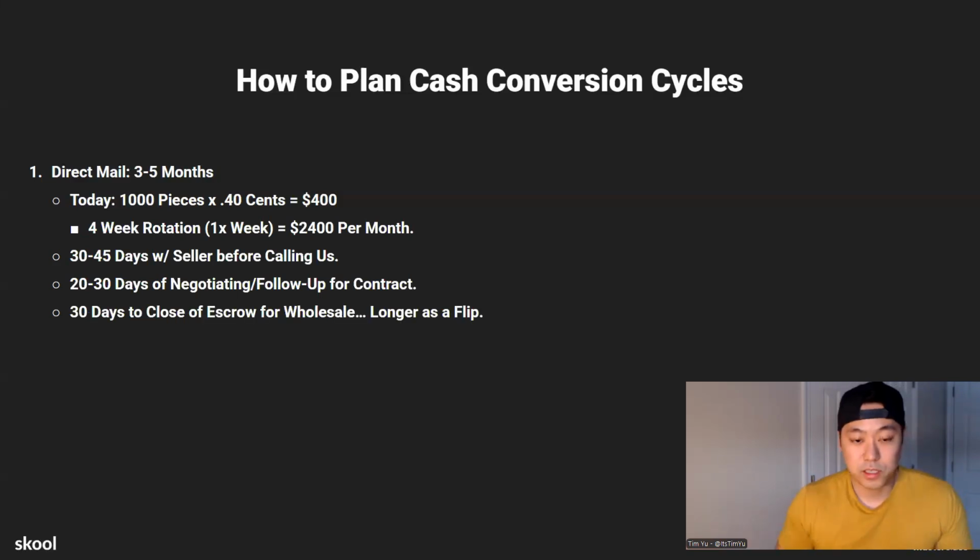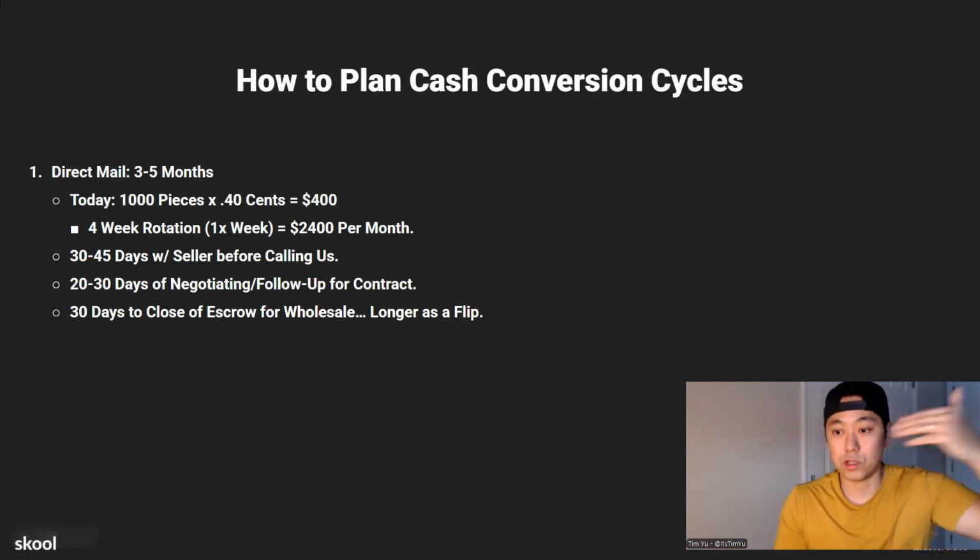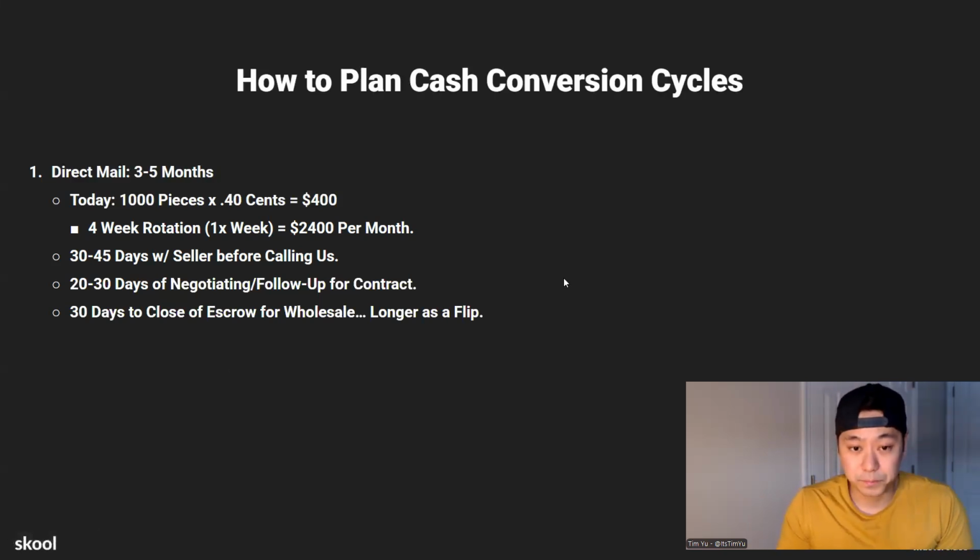Once the deal's under contract, we gotta sell it, right? So we gotta dispo it. If it's a wholesale deal, it takes about 30 days to close of escrow. And if you're doing a flip, your cash conversion cycle will be longer, right? The reason why is you don't get paid until the property is renovated and then the property is sold. So when you add all this time, it's about a 3 to 5 month time period from when that piece of mail hits that seller's desk to you closing that deal and actually getting paid.